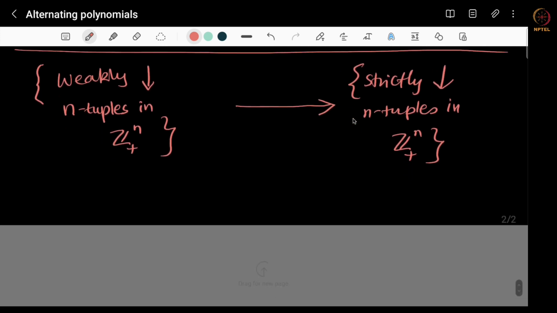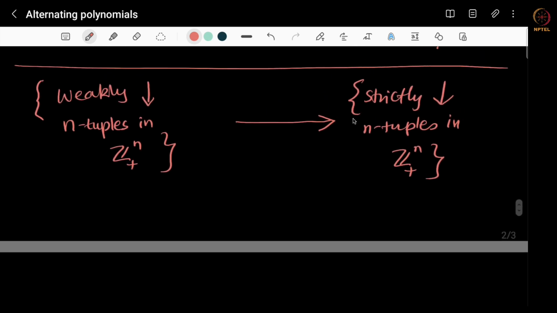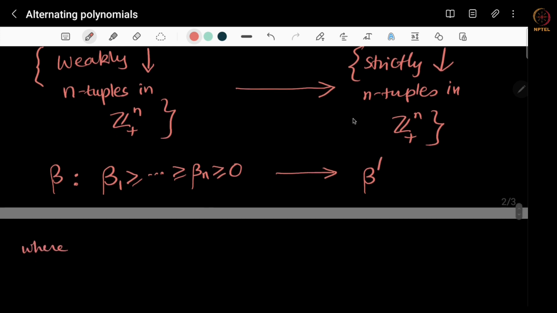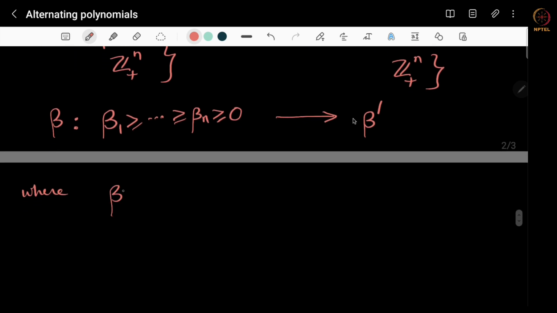Let's describe it. If I take some beta, which is a weakly decreasing sequence, which means I take beta 1, beta 2, ..., beta n, like this. So that's my beta. Now from that, how do I manufacture something which is strictly decreasing? Well, I do it as follows. To the smallest part, beta n, I will add nothing. So beta goes to beta dash, where beta dash is the following.